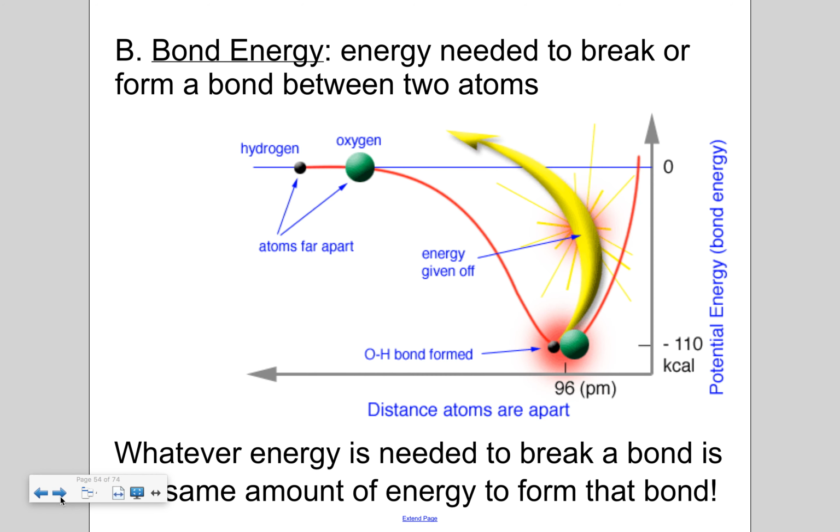All right, bond energy is the energy needed to break or form a bond. Whatever energy is needed to break that bond is going to be the same amount of energy to form that bond. You just swap the sign. Okay, so you can see that there.